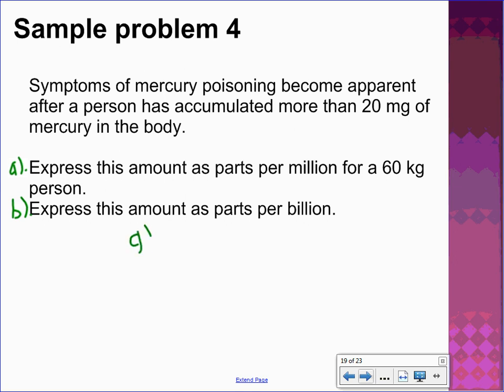So for part A, where we're asked to express this amount as parts per million for a 60 kilogram person, before we go and do this, we have to be in units of grams, so we need to do a little bit of unit conversion.